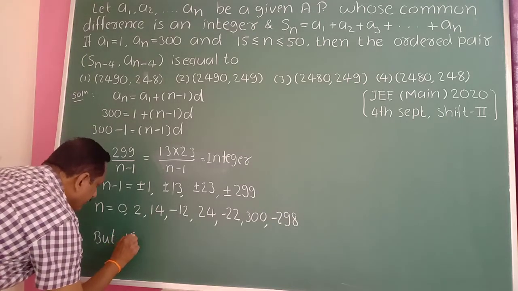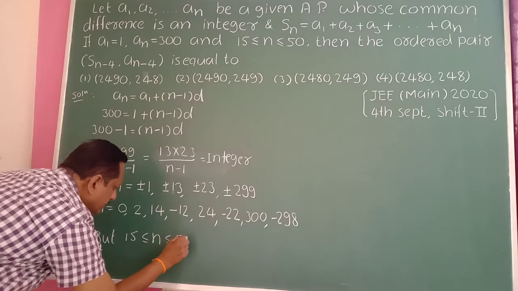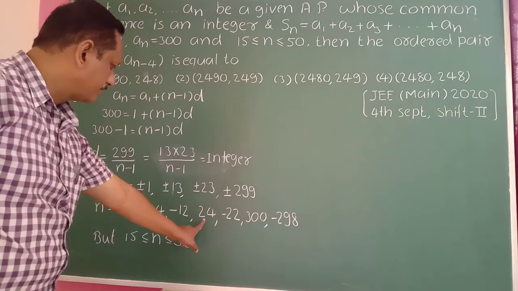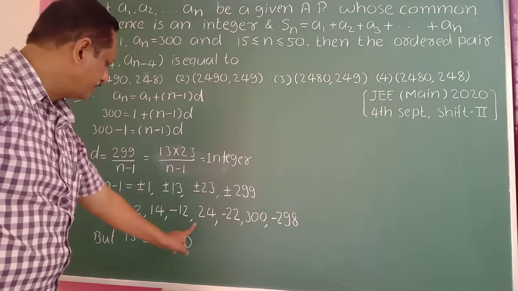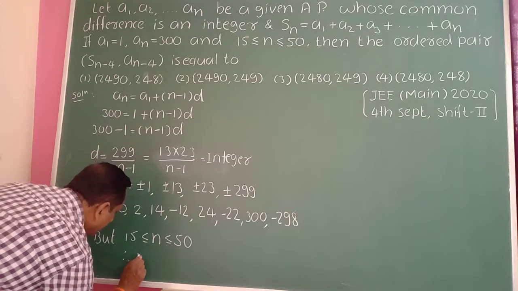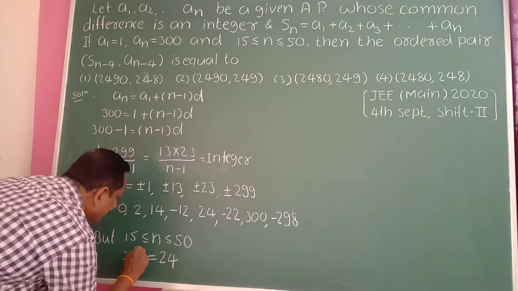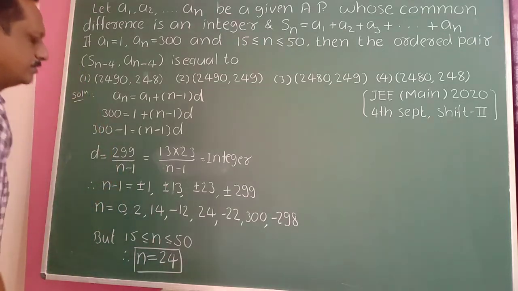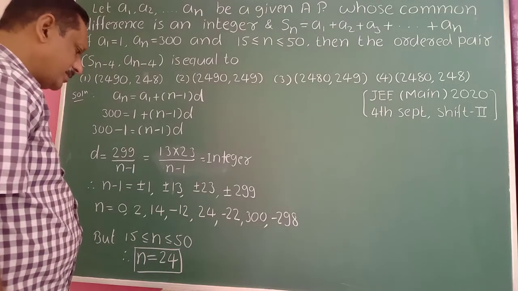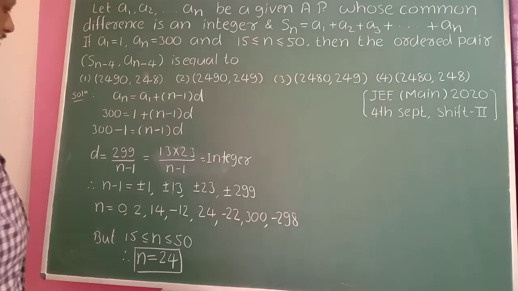15 is less than or equal to n is less than or equal to 50. Then obviously only this number here. Only this number 24 is in between 15 and 50. Therefore, n must be equal to plus 24 here. Okay, so n is equal to 24. Then n equal to 24.